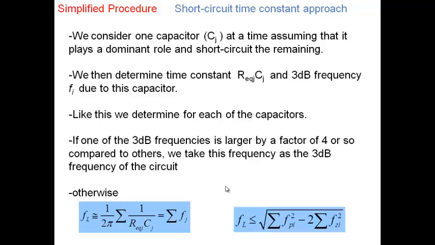But the method that we'll use is basically to calculate the 3 dB frequency due to each capacitor. And if one of them is dominant, take that as the 3 dB frequency. If not, then add them up in an inverse manner. Okay.